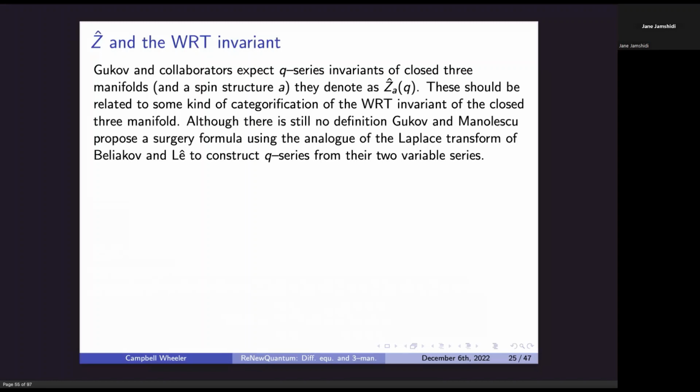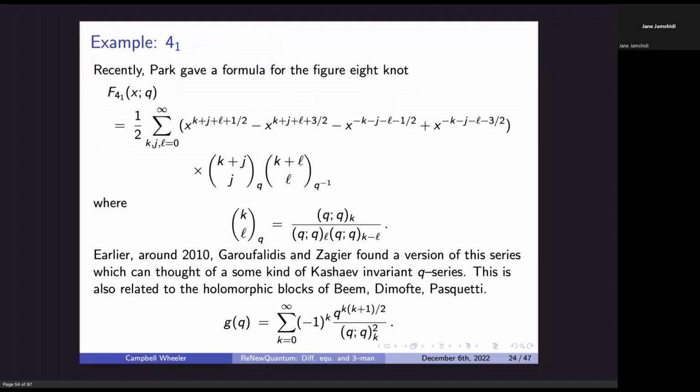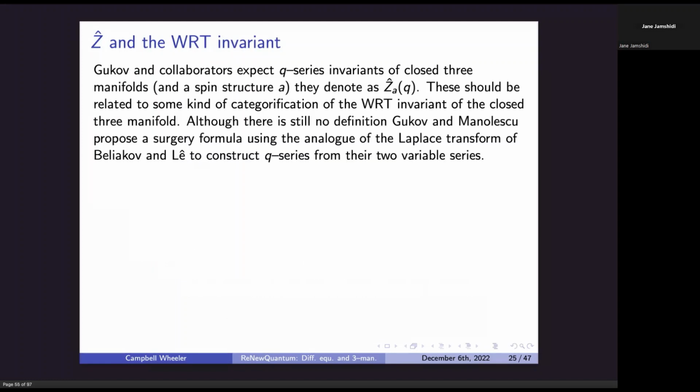And for the closed manifolds, Gukov and collaborators expect to get series like this. There are no extra parameters, there's no boundary for a closed manifold, and so we should just get some Q series. They also want this indexed by spin structures, but in the example we'll look at, it's an integer homology sphere, so there's just one. They want this to be some kind of categorification of the WRT invariant. There's still no mathematical definition, but they give a concrete way to compute this.